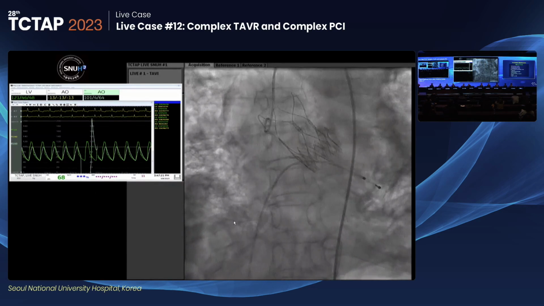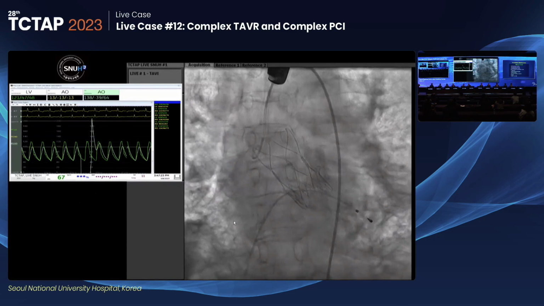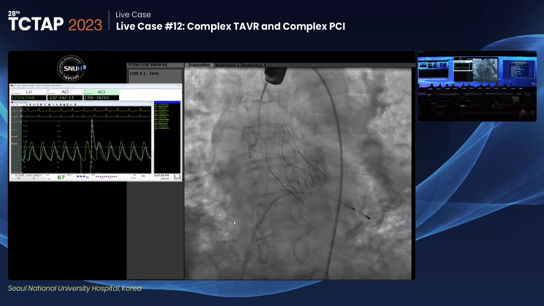I removed the ventricular pigtail catheter. Then I will show you the final aortography.